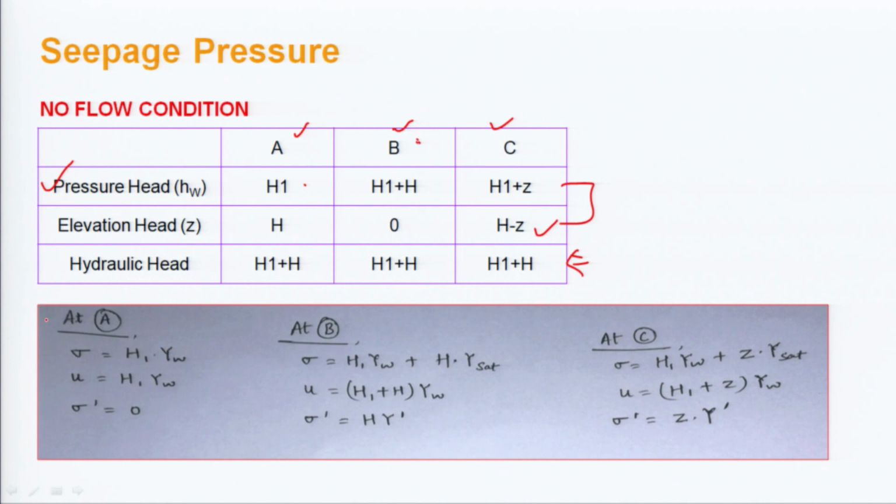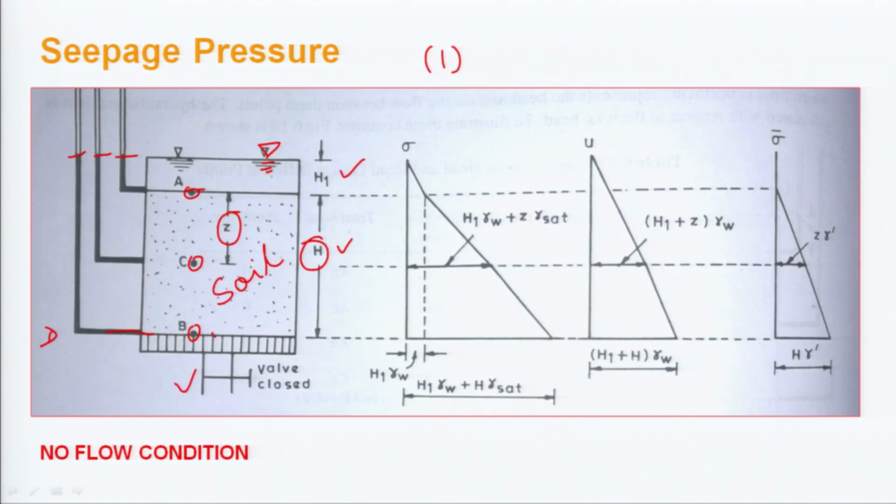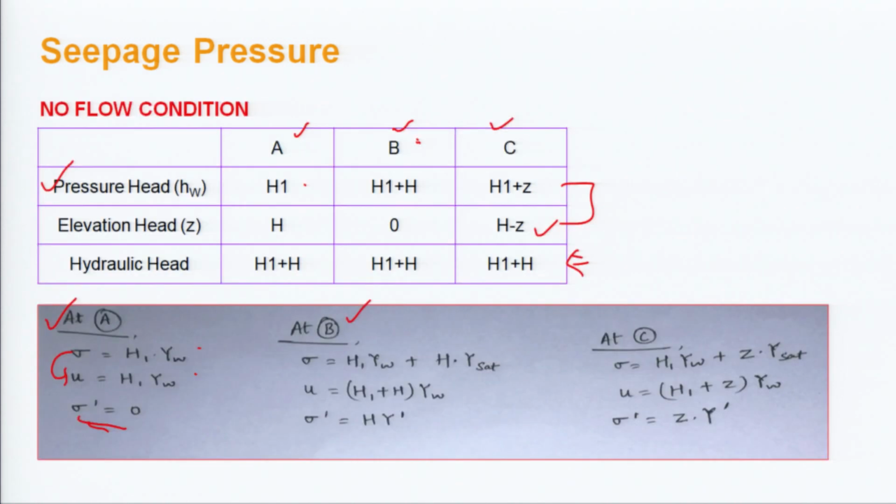When we point out at A, the total stress will be equal to the water mass over there, that is h1 into gamma w. The pore water pressure will be equal to h1 into gamma w. When we subtract these two terms, we get sigma dash equal to 0. At B, that is the lowermost point, what will be the total stress value? It will be h1 into gamma w, and then h gamma saturated. And the pore water pressure will be h1 plus h, according to the groundwater table level, into gamma w. When we subtract these two terms, we get h gamma dash here.